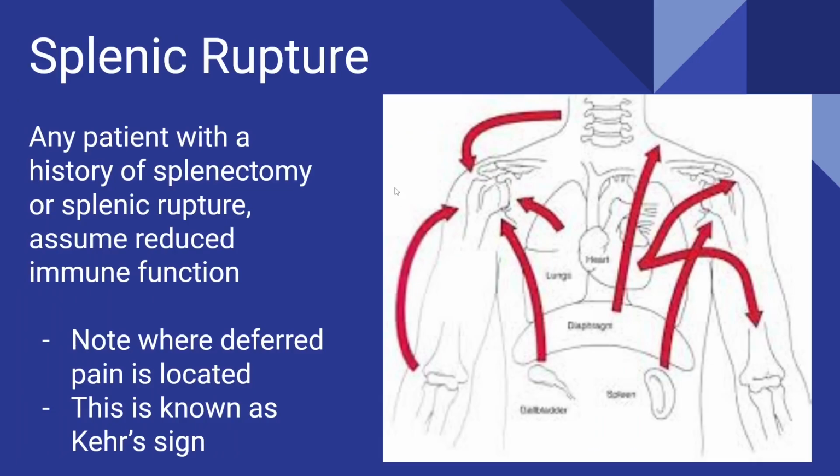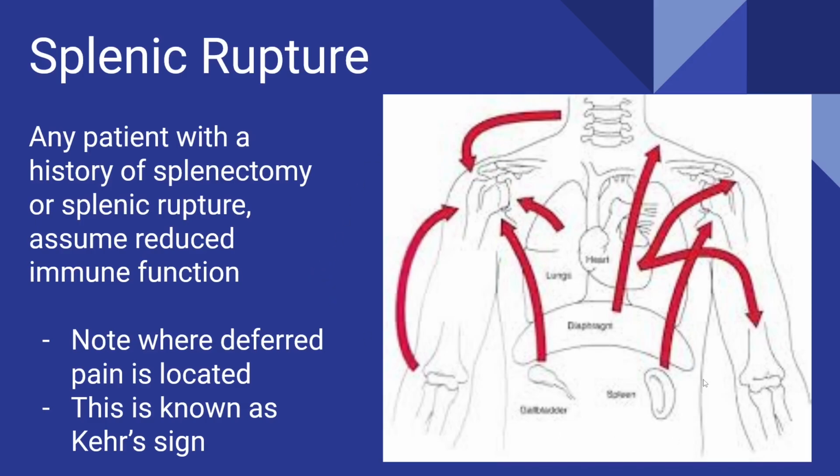All right, so splenic rupture. Any patient with a history of splenic rupture is assumed to have a reduced immune function. So they'll probably ask you a question on that. If you have a patient with a splenic rupture, what are we looking out for? And that's potentially avoiding any compromised immunological state.